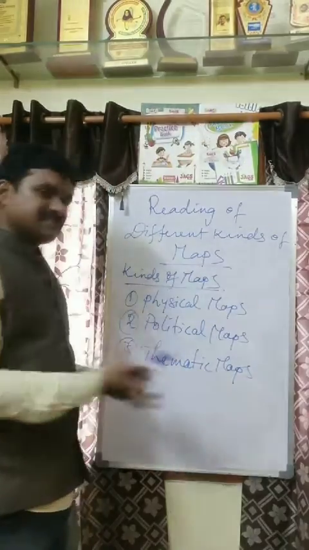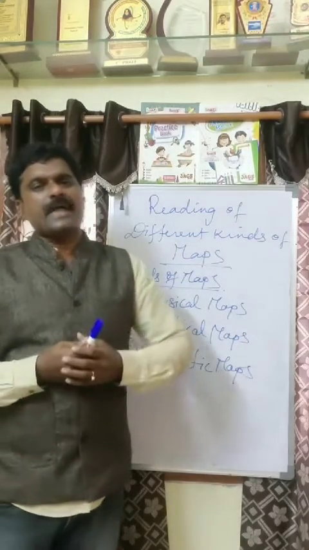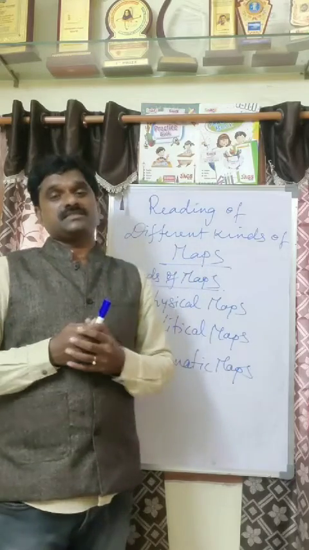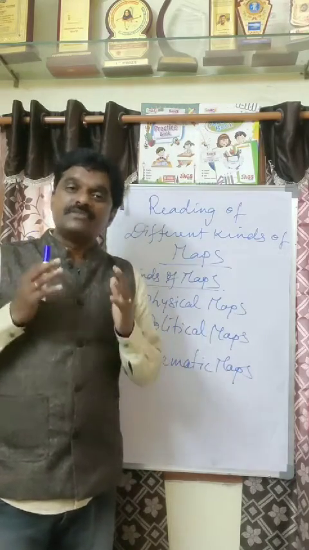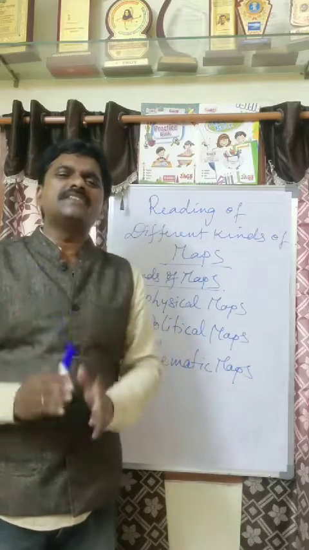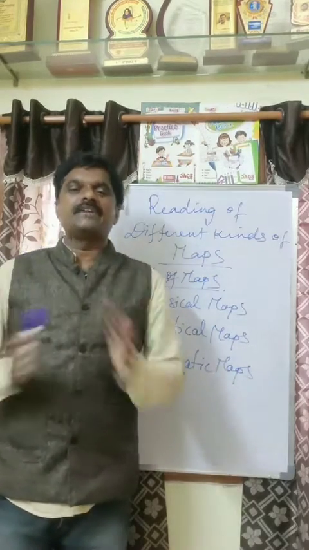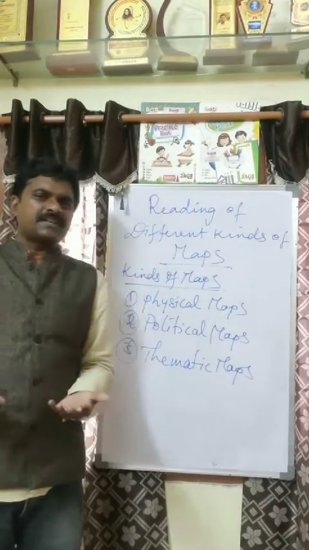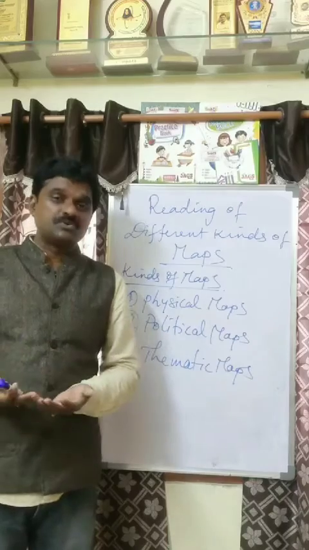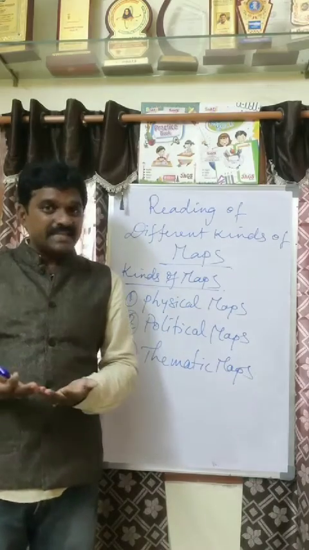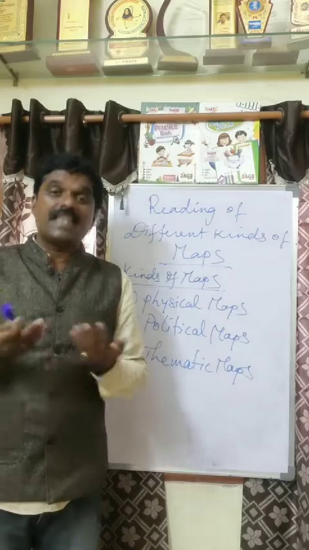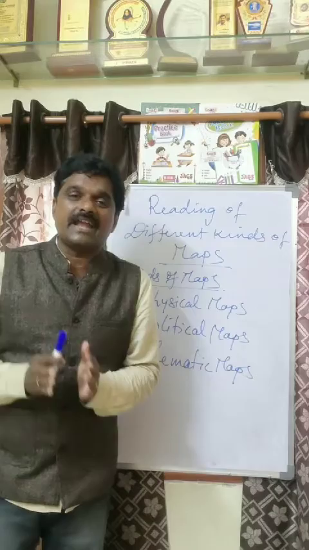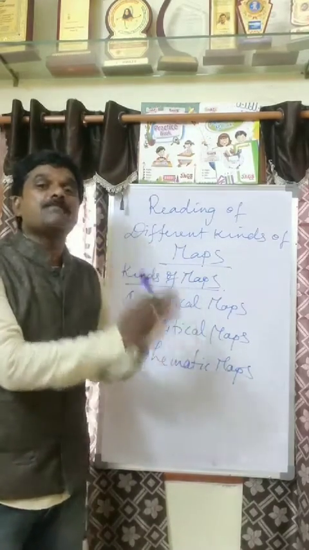Dear students, physical maps. What do the physical maps give information about? Physical maps give information about different kinds of landforms you find on the earth. In these physical maps, you come across different kinds of plains, plateaus, mountains, mountain peaks. All these are shown clearly for us to understand in physical maps.